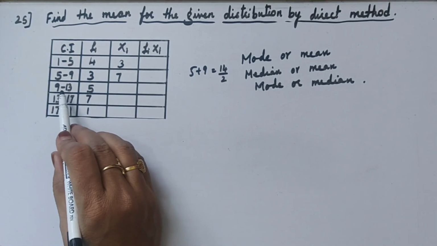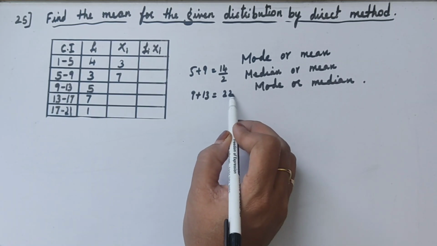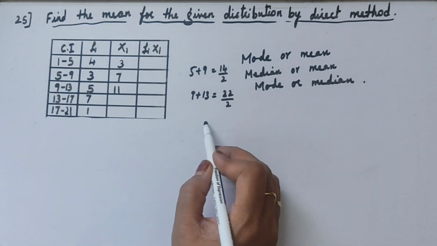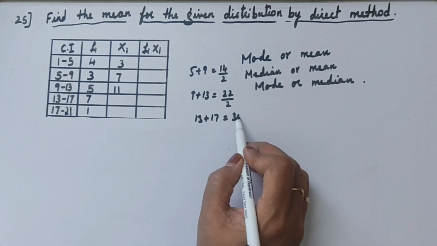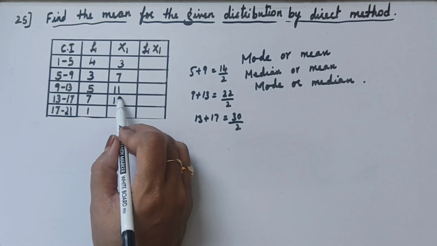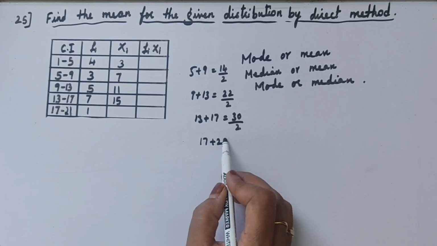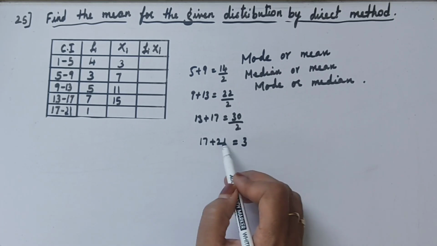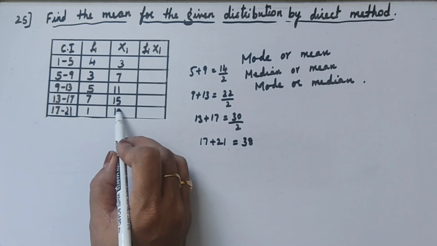Now when we add these, 9 plus 13 will be 22. 22 upon 2 will be 11. 13 plus 17 equals 30. 30 upon 2 we get 15. 17 plus 21 will be 38. 38 by 2, when you do, you get 19.